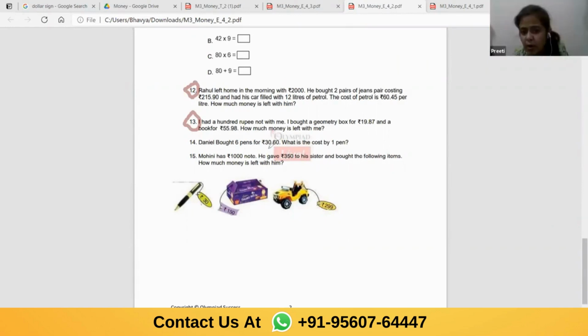Daniel bought 6 pens for 30 rupees and 60 paise. So what is the cost of 1 pen? When I know cost of 6 pens and I have to find out for 1 pen, which operation to use? Divide. Cost of one thing is given and I have to find out for many, I always multiply. When cost of many things are given and I have to find out for one thing, I always divide. Let me help you for this question, how to divide, because we can divide it straight away. No need to do conversion. I'll tell you how. This is the cost of 6 pens.